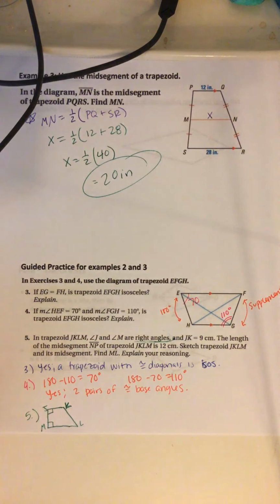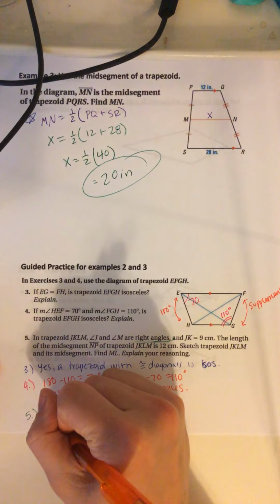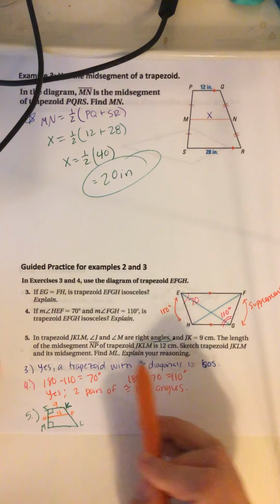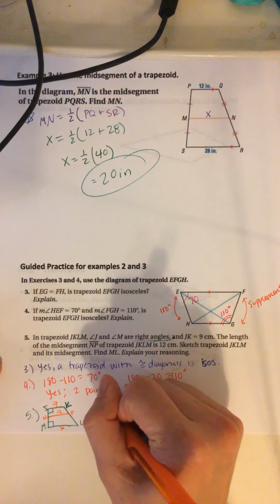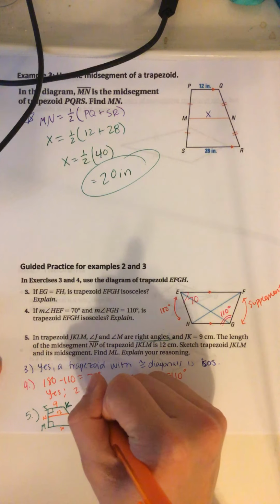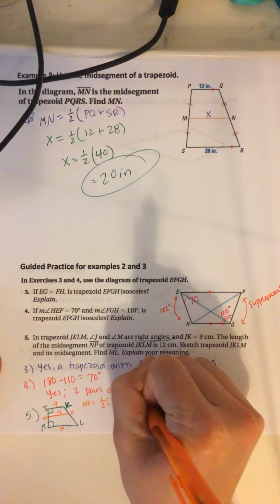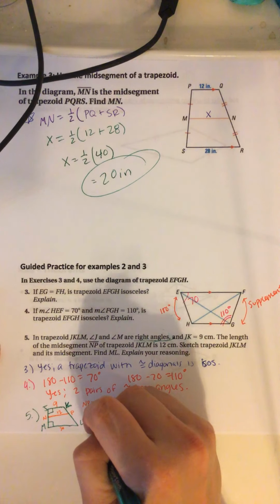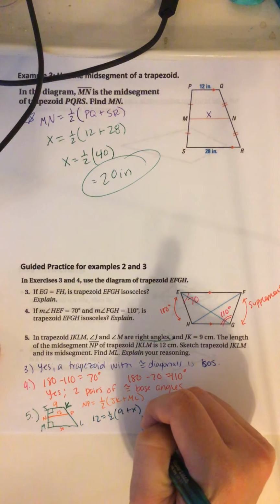And I'm going to fill in the other information I know because JK is 9 and NP, which is the mid-segment, is 12. And they want me to find ML. Okay, well there's X. I'm just going to use that formula we said. We said that NP is going to equal 1/2 the sum of the bases, JK plus ML. I'm going to plug in what I know. Well, 12 equals 1/2 times 9 plus X.